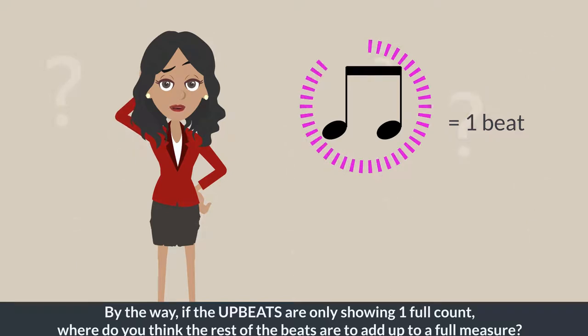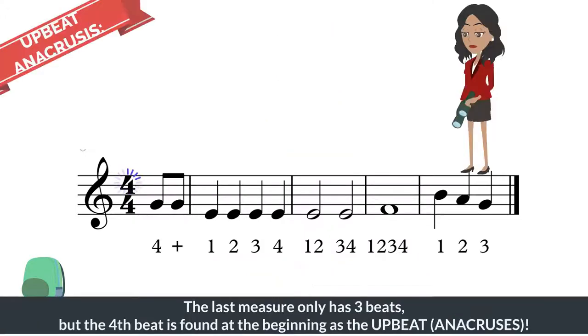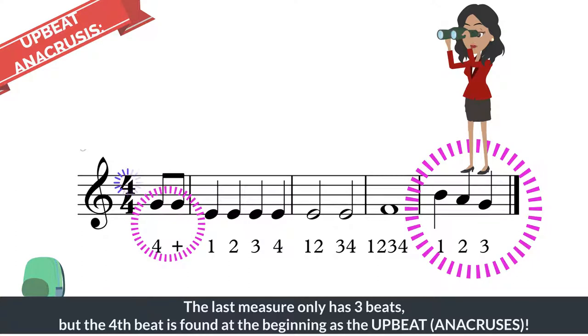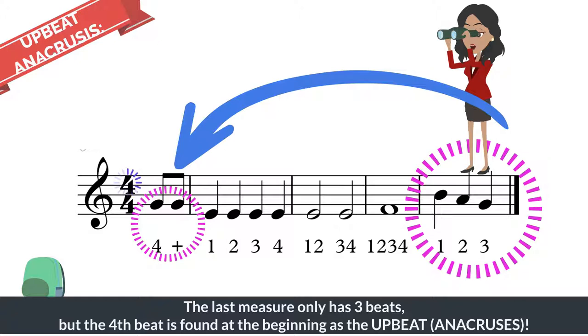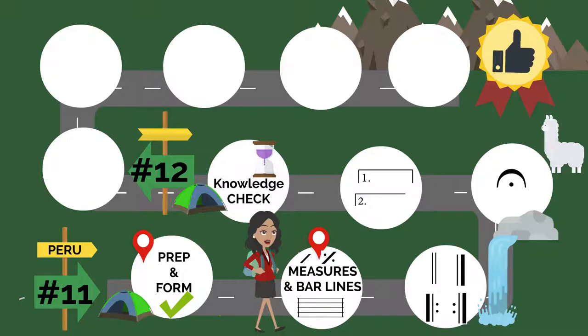By the way, if the upbeats are only showing one full count, where do you think the rest of the beats are to add up to one full measure? The measures in the middle do add up to four beats each. The beginning and the end are incomplete. The last measure only has three beats, but the fourth beat is found at the beginning, the upbeat, the anacrusis. So the last measure plus the upbeats will equal one complete measure.